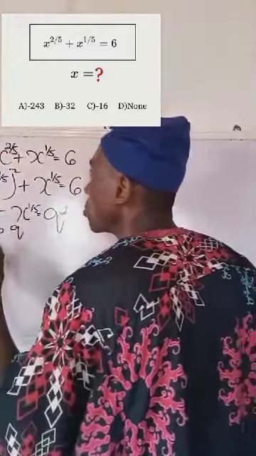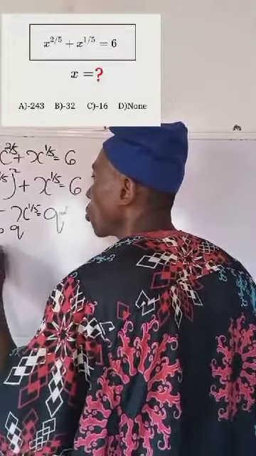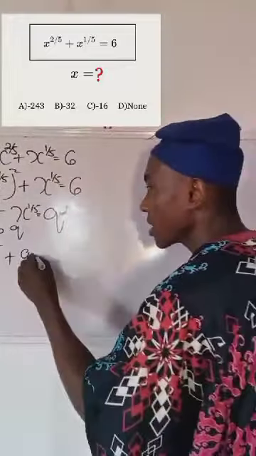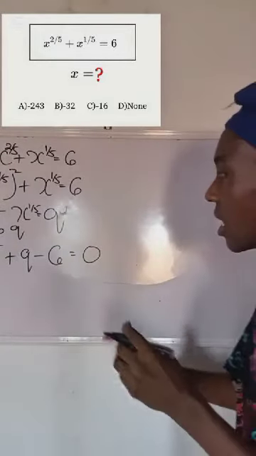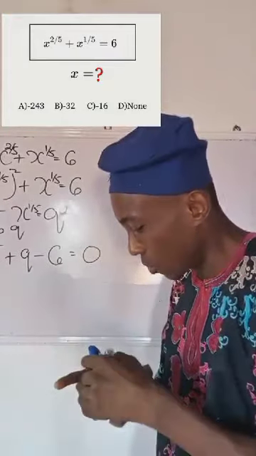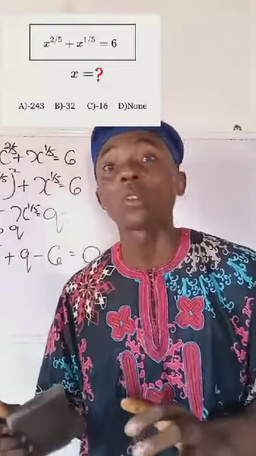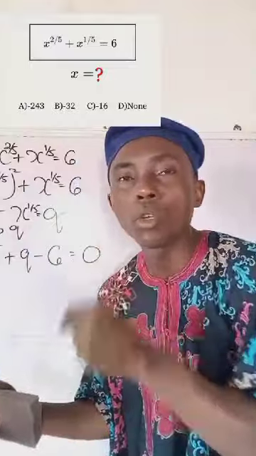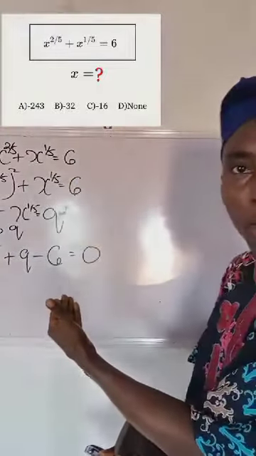Now, if I have it that way, then I will substitute q. This will give me q squared plus q. Then I'll take 6 to this other side: minus 6 equals 0. Now, this has led us to what is called a quadratic equation. Whenever you have a quadratic equation, the easiest method to use is the factorization method, that is, if that quadratic equation is factorizable. So, looking at this, it is factorizable.